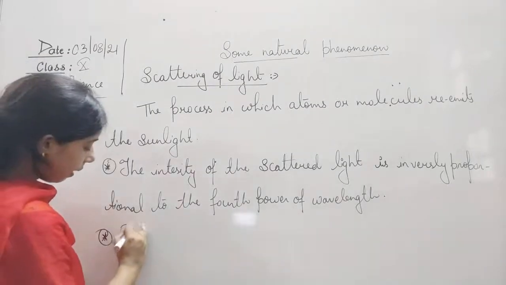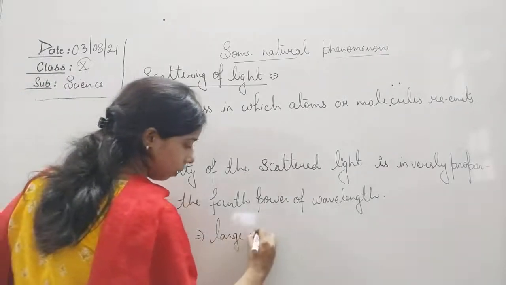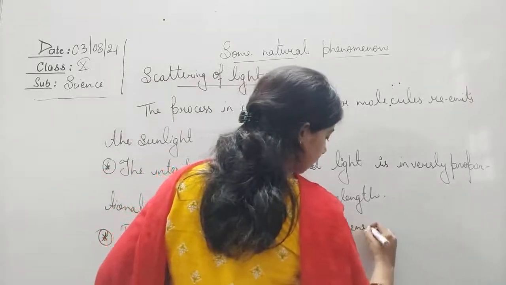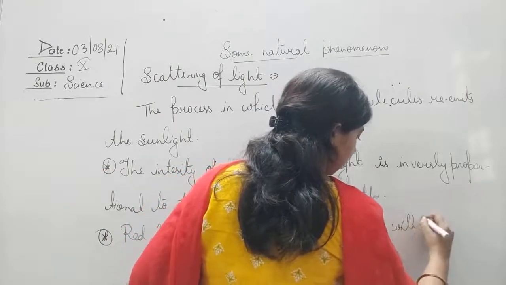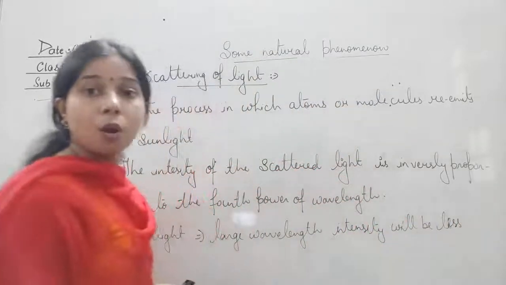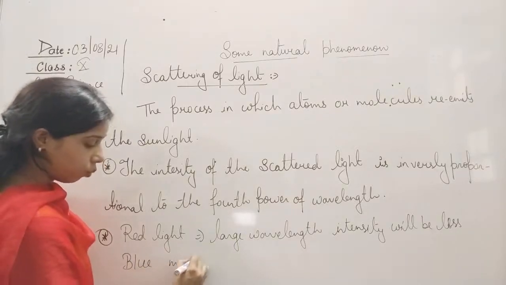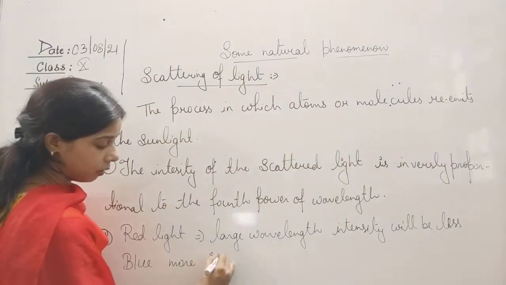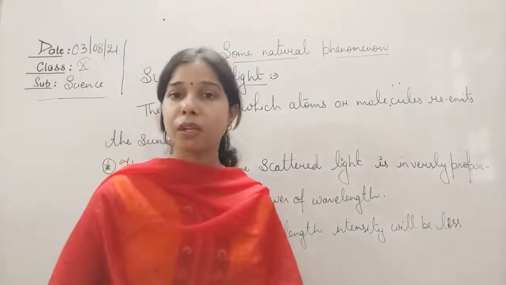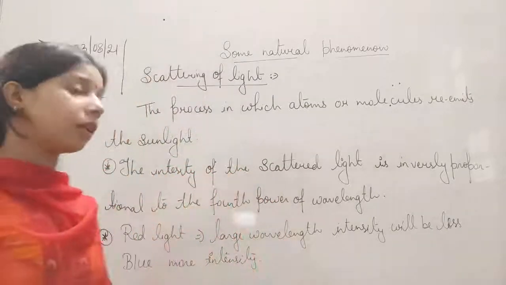Since red light has a large wavelength, the intensity will be less. Which intensity? The intensity of scattering light. While in the case of blue, it will be more intensity. So the intensity of the red light will be less than the intensity of the blue light, and the reason is that it has a smaller wavelength.